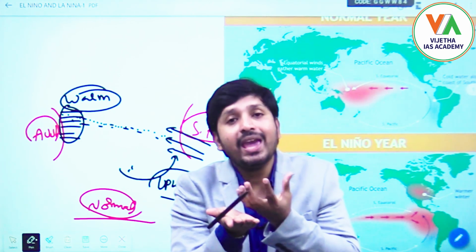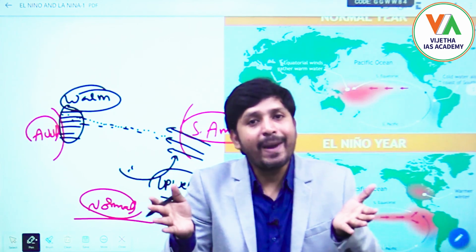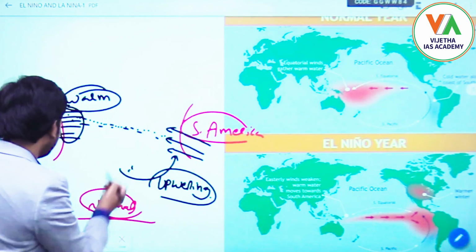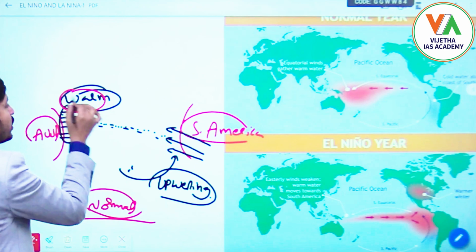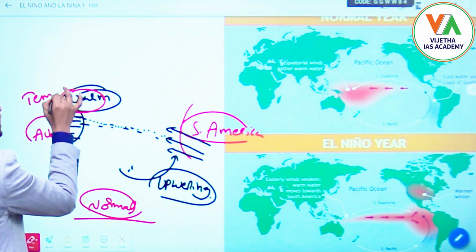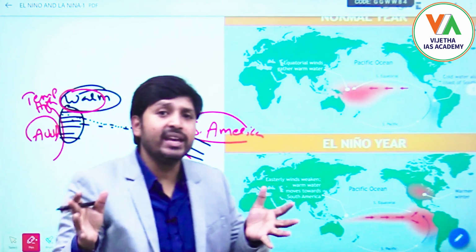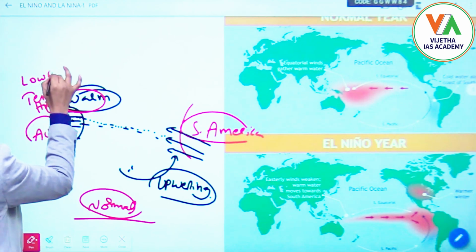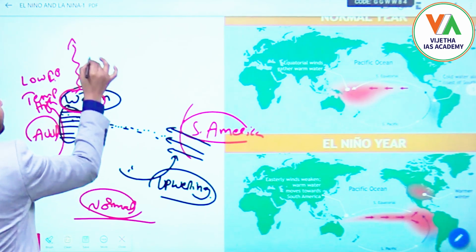This air, when it becomes warmer, will try to expand. Once it expands, it will start rising. So the air present on the Australian coast will also become warm. So here, if you see, temperature is high. As air starts expanding, its pressure will become low. So high temperature will be there, low pressure will be there, and this air will start rising from here.